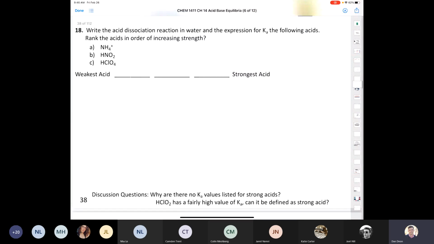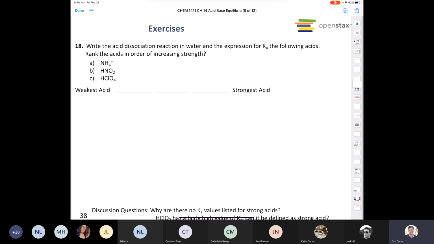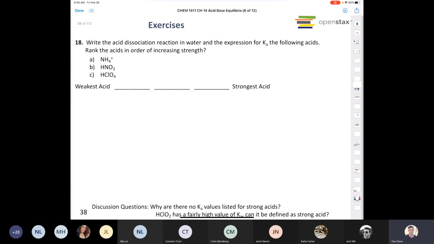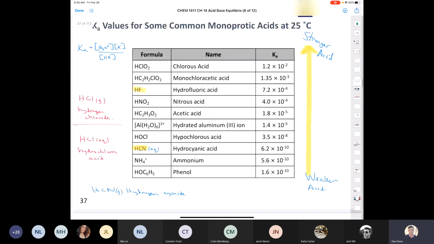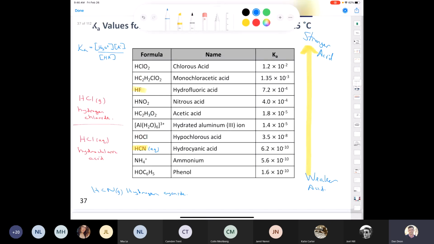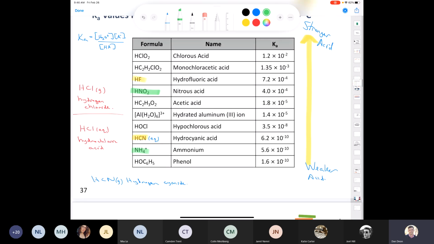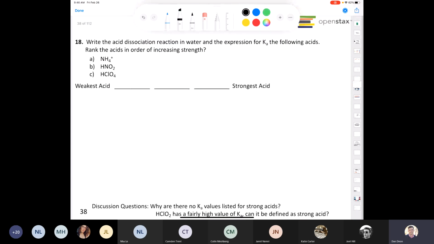So with that in mind, let's take a look at question number 18. It says, write the acid dissociation reaction in water and the expression of Ka for the following acids. Rank the acids in order of increasing strength. Well, in order for us to tell the difference between the strengths of each of these acids, we could turn back here. We have nitrous acid, which is here, and we have the ammonium ion here. So let me write that down.